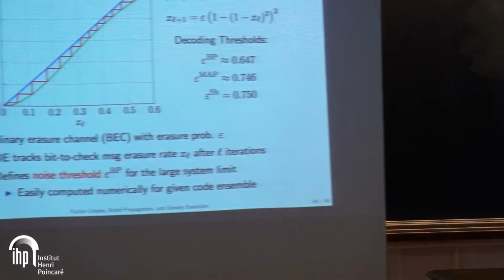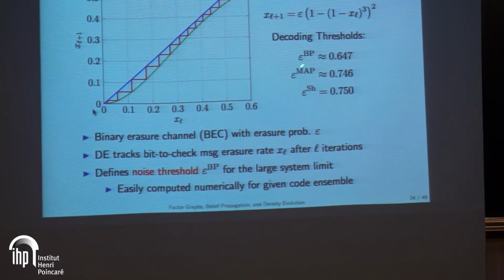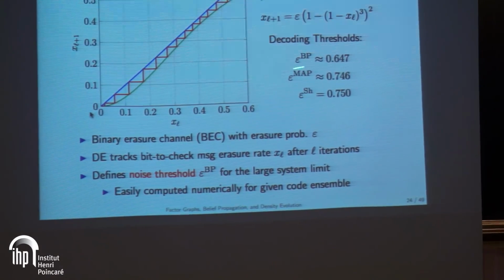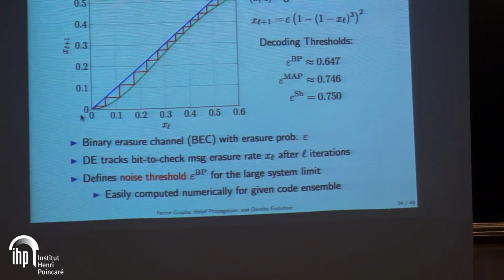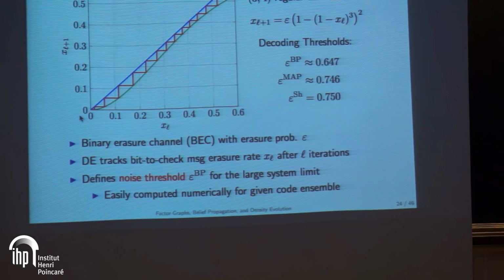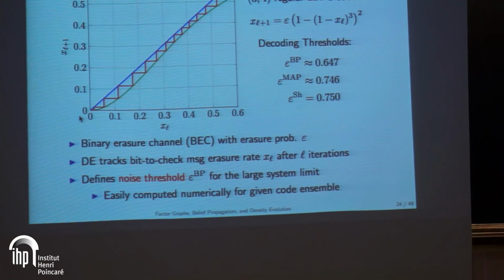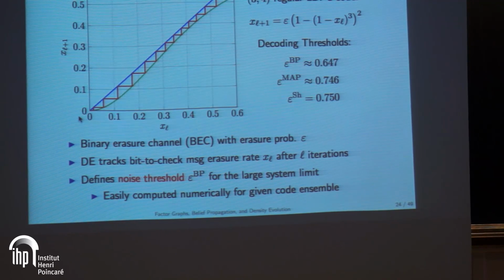You can use another method to calculate the MAP threshold of this code. We get 0.746. That means that if we had an optimal decoder, we would do better. And the Shannon threshold, as if I had a capacity-achieving code, would be 0.75, because this code happens to be rate 1/4.